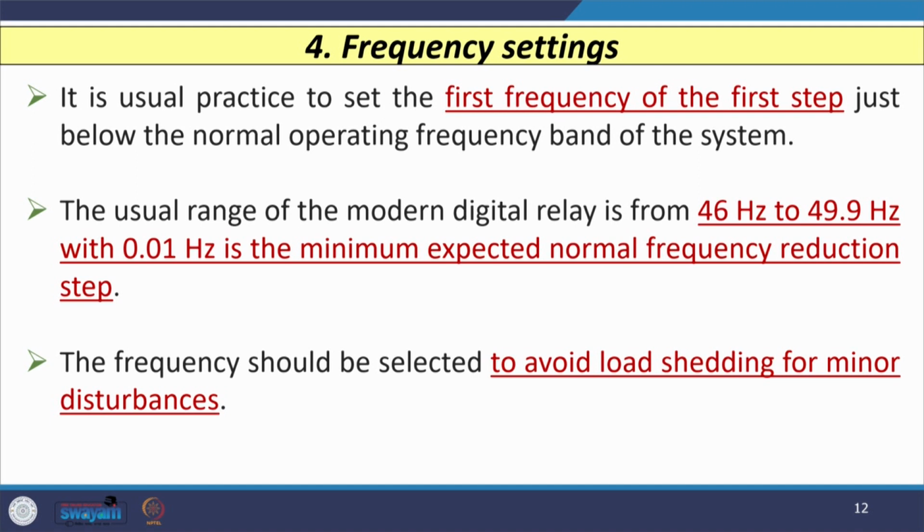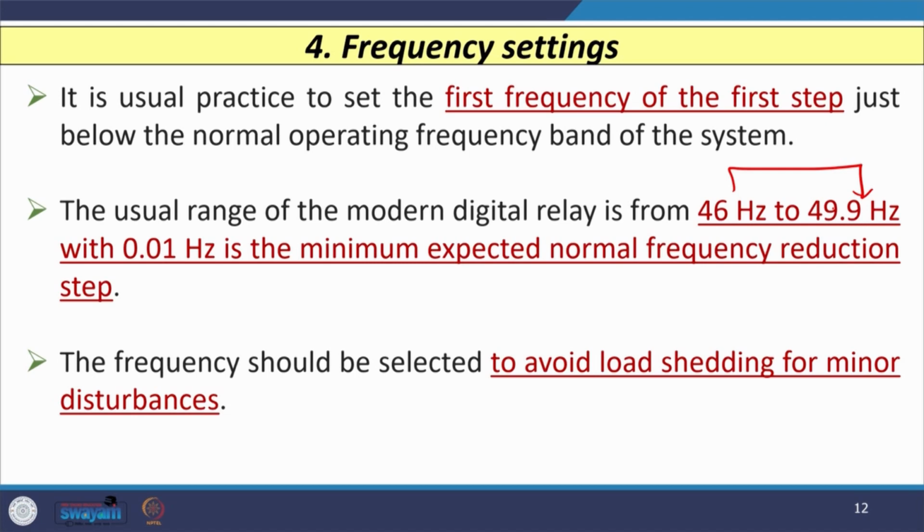Now, it is usual practice to set the first frequency of the first step just below the normal operating frequency band of the system. The usual range of most of the digital relays is from 46 hertz to 49.9 hertz, with 0.01 hertz as the minimum expected frequency reduction step, assuming 50 hertz is the fundamental frequency. The frequency should be selected in such a way that we can avoid load shedding for minor disturbances, because in case of minor disturbances the system itself is capable of recovering or regaining the original steady state condition.